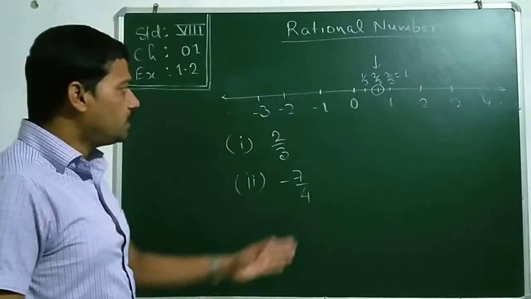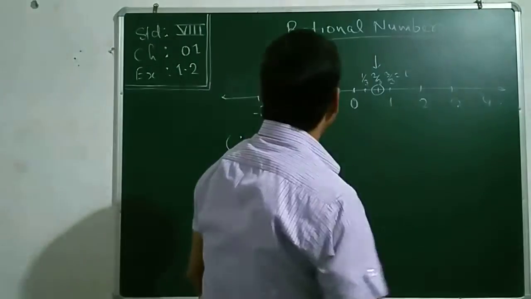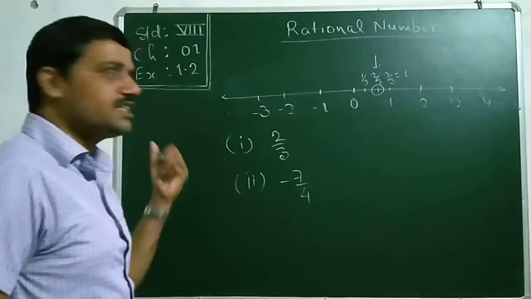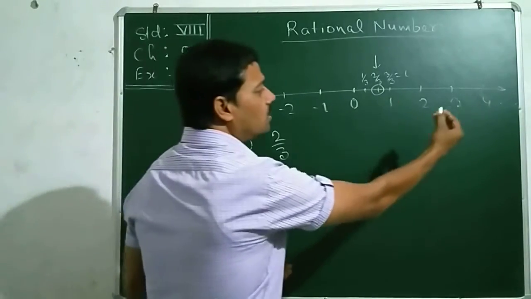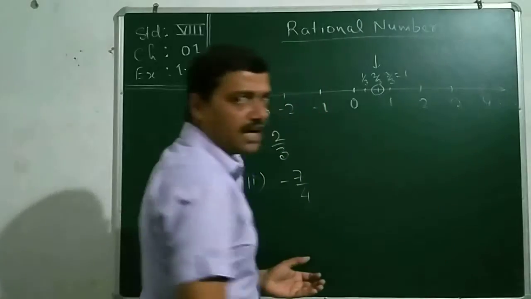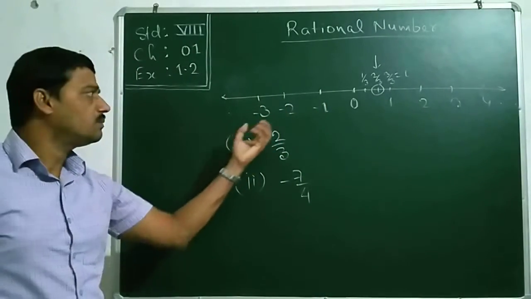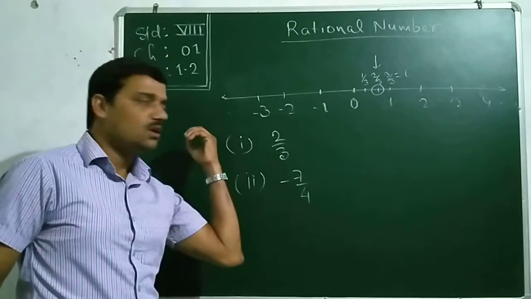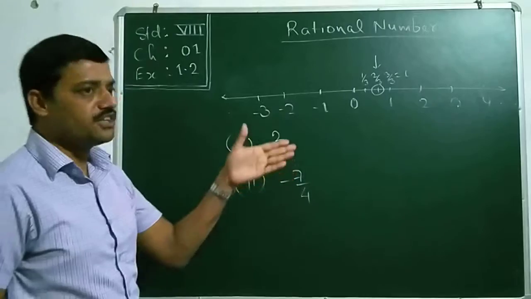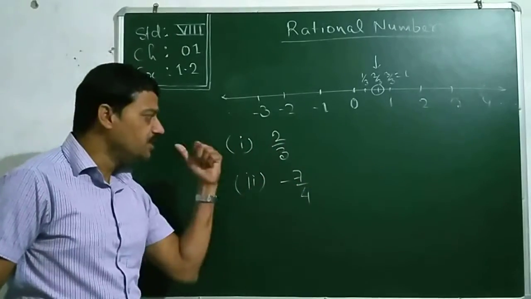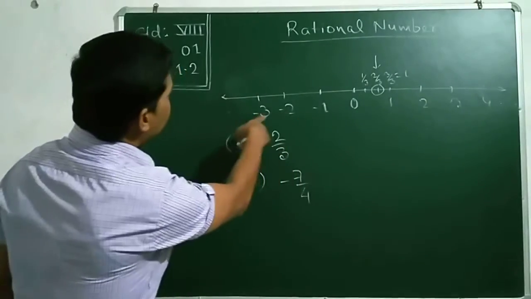Of course, you know that the right side is ascending and the left side is descending. That is, the values of numbers lying on the right side are higher than the values of the numbers lying on the left side. If we move towards the right, it increases. If we move towards the left, the value decreases. Now, minus 7 by 4 will be represented here.